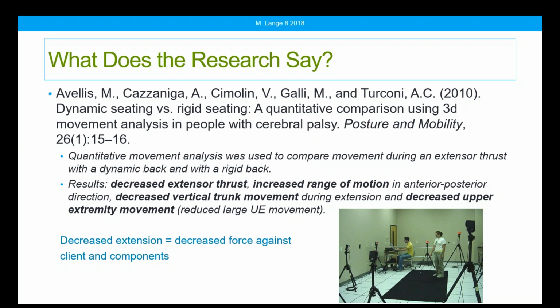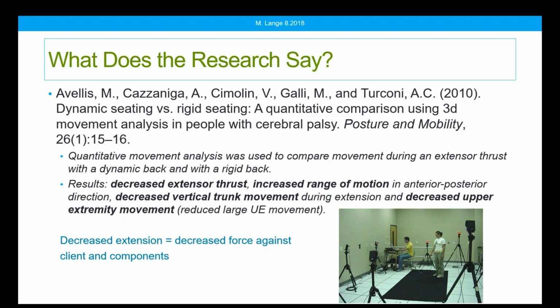They also found decreased vertical trunk movement during extension. When someone's in a rigid system and they're pushing against it, you know how they kind of stand up in their chair? Their back moves upward within their seating system during extension. That wasn't happening. The pelvis was staying where it should be instead of going up the back. They also noticed a decrease in upper extremity movement, and the study speculated that that was because the client did not have to stabilize as much with their extremities because they were finding the stability they needed within the seating system.